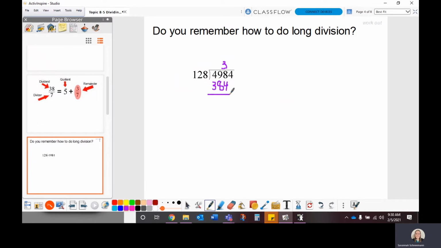384. We are going to subtract that from 498. So we get 8 minus 4 is 4, 9 minus 8 is 1, 4 minus 3 is 1. And then we have this 4 hanging out over here. We are going to drop him down and get 1,144. And we're going to divide 128 into this guy.